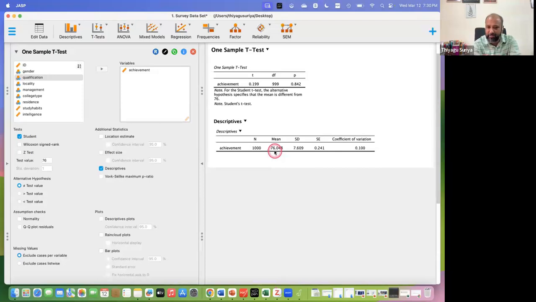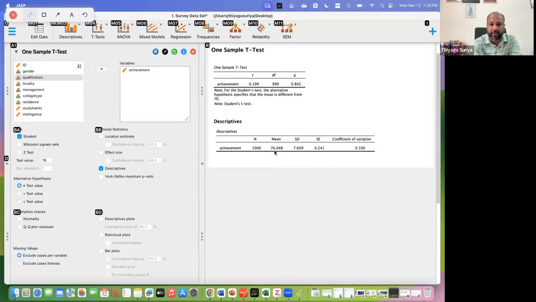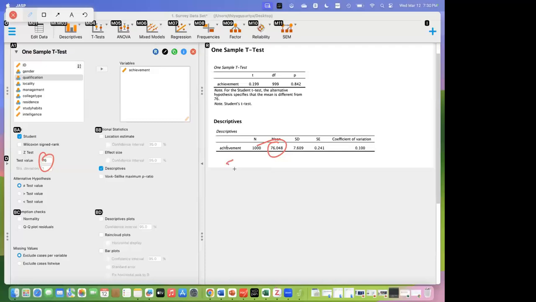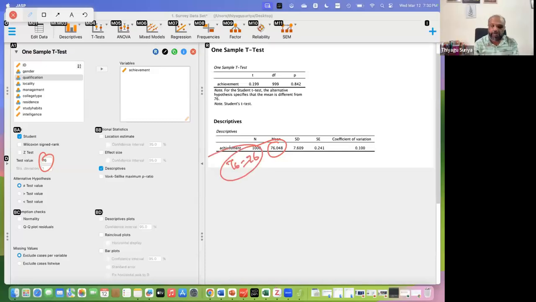You can see this. What is my sample mean? 76. What is my population mean? 76. They both are the same. Therefore, the answer is the same. Suppose now I give this clue only: my sample mean is 76, my population mean is 70. Whether significant or not? It will be significant.